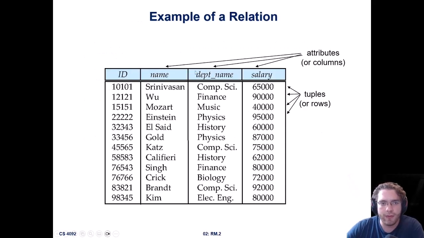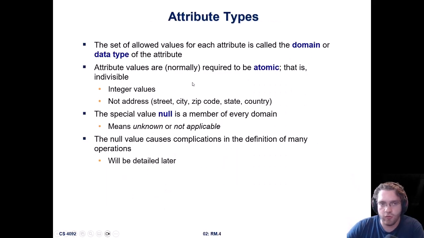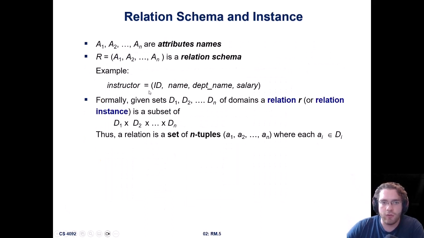Okay. So if we go back to this again, A1, A2, A3, A4, An over here. All of this table is R for our relation, okay? Instructor is equal to ID, name, department name, salary. It's what we saw earlier. So this is what we have from that table.